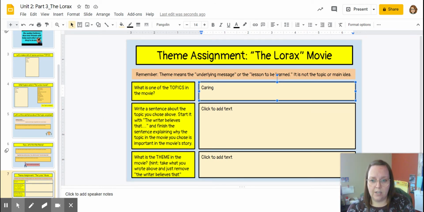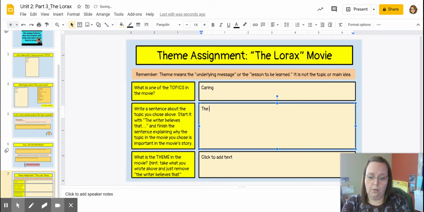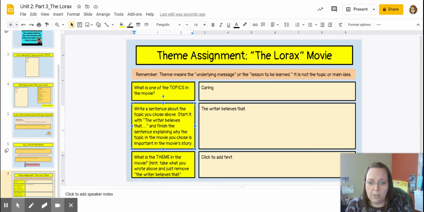The instruction says, write a sentence about the topic you chose above. Start it with, the writer believes that. So I'm going to stop and write that. The writer believes that. And finish the sentence explaining why the topic in the movie you chose is important in the movie story.